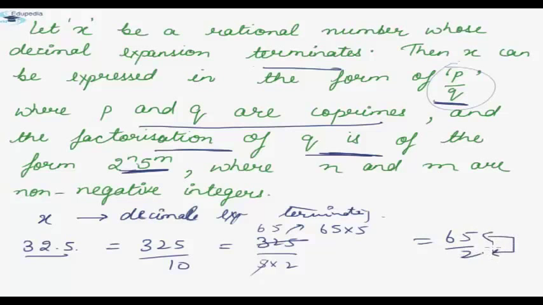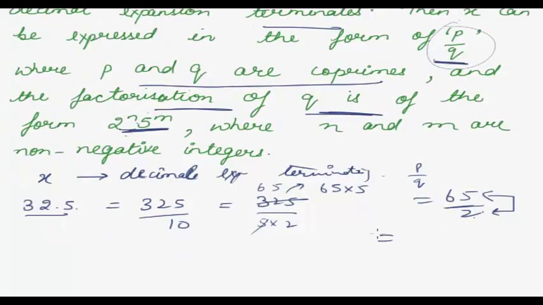Now we can say that these two are coprimes, because 2 cannot be a factor of 65 and 2 cannot have any other factor in its prime factorization. So clearly in the p by q terms, now these are coprimes. The theorem says that it can be expressed in the form p by q, where p and q are coprimes, and factorization of q is of the form 2 raised to power n into 5 raised to power m.